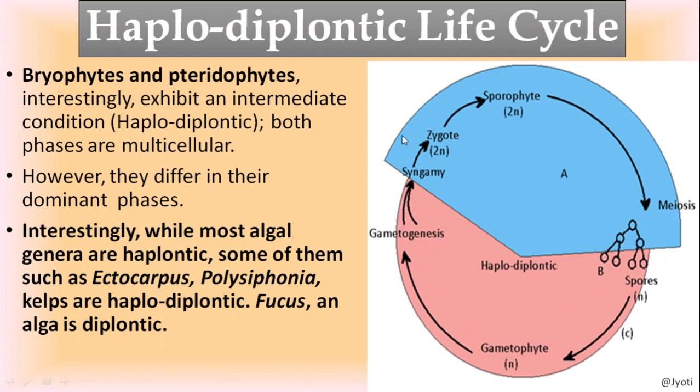But if you study the life cycle, then both the phases of the life cycle are long lived, or you can say almost equally dominant. If we observe very keenly, then the dominant phase also differs, but the life of the sporophytic phase and the gametophytic phase are almost the same. So this is the characteristic feature of bryophytes and pteridophytes.